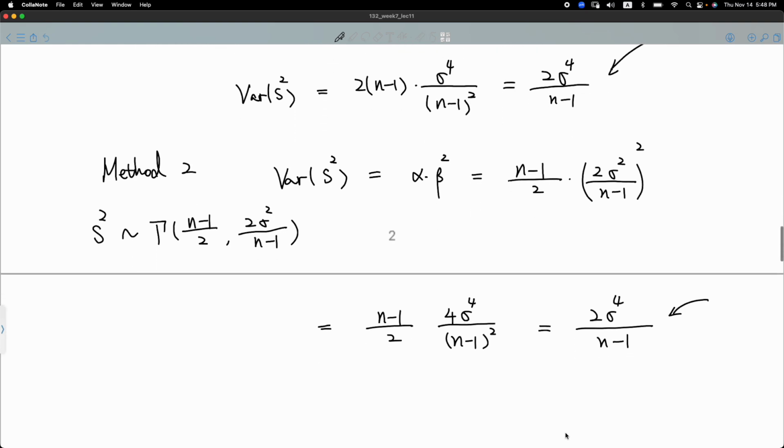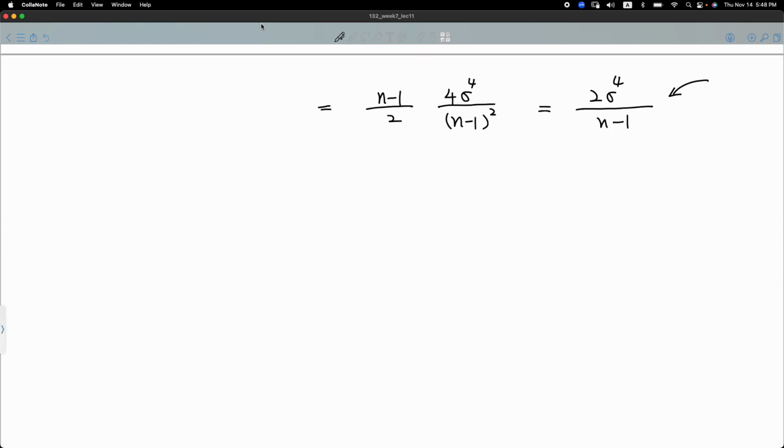Okay, so now we have the variance of S squared. Now we need to develop the Cramer-Rao lower bound, and that is to compare with the variance of S squared to determine whether it's efficient or not. So we need the Cramer-Rao lower bound for sigma squared, because our S squared is an estimator for sigma squared. So we still need to derive the Cramer-Rao lower bound for sigma squared.